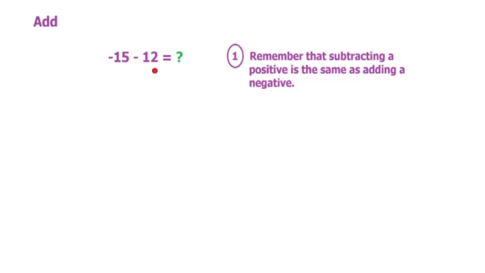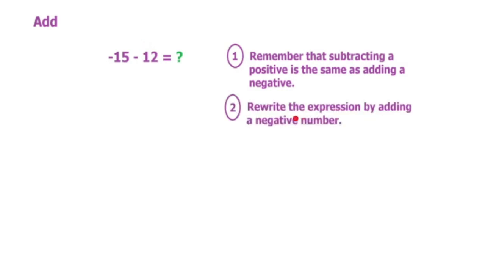So we could see here this is a positive number, but to make it a little bit easier, we can rewrite the expression by adding a negative number. So it would look like this. Minus 15 plus minus 12 equals question mark. So now, if you think about it, this is going to be a little bit easier to look at and think about.